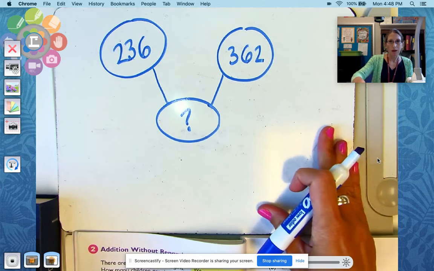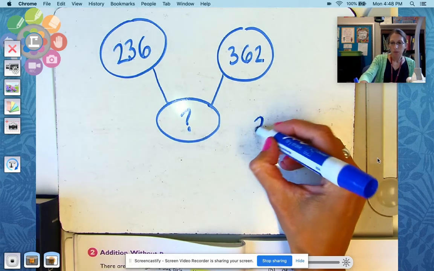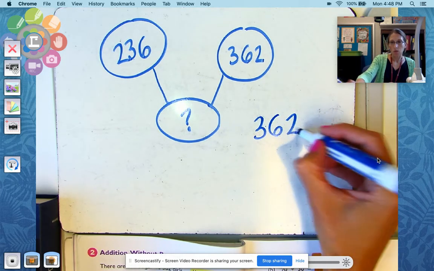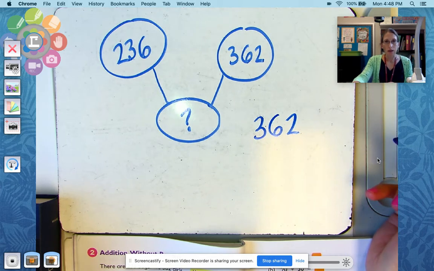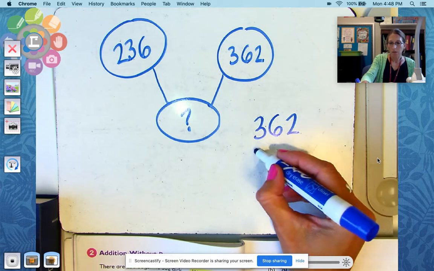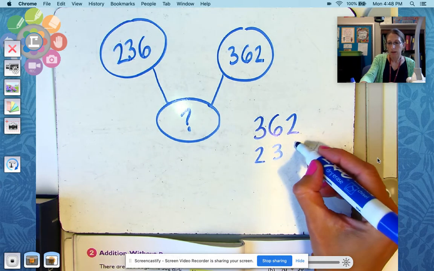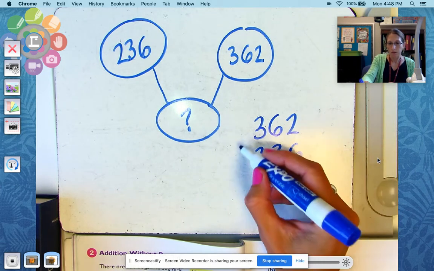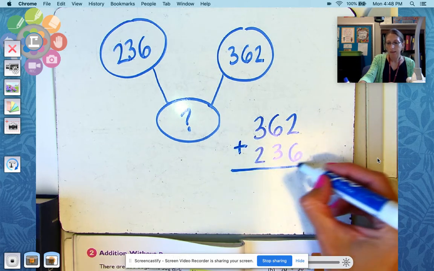We put the bigger number on the top. So I would put 362. And then right underneath, I'm going to put my other number, 236. It's really important when we are writing down these bigger numbers that we line them up.